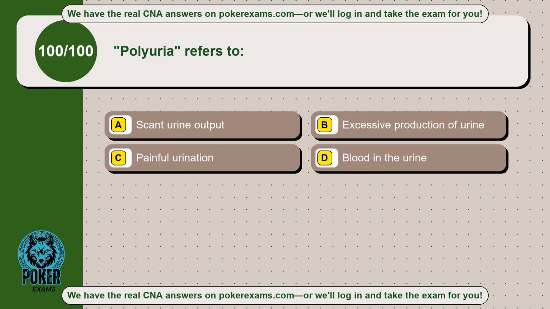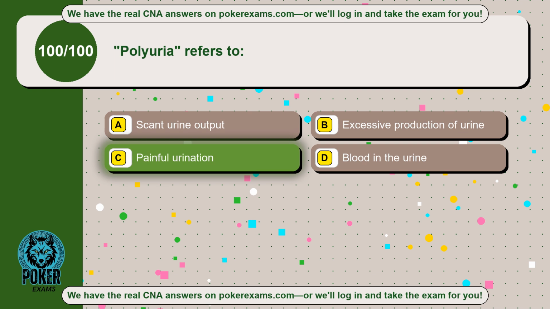Question 100. Polyuria refers to: Option A, scant urine output. Option B, excessive production of urine. Option C, painful urination. Option D, blood in the urine. The correct answer is option C. Painful urination.